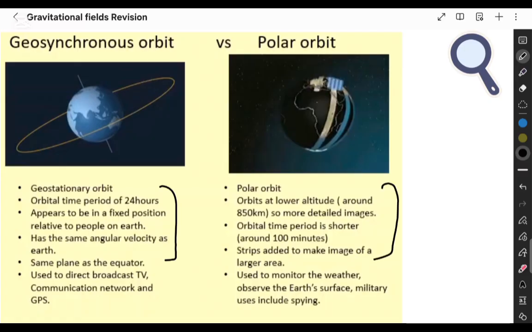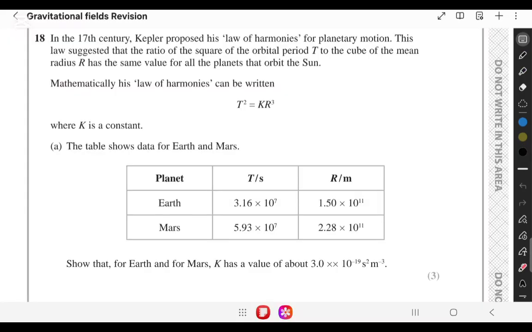And the rest of the stuff I think you can read, just a bunch of more examples. Just go through it, and we'll do some questions as well. So we have a question here. In the 17th century, Kepler proposed his law of harmonics for planetary motion. This law suggested that the ratio of the square of the orbital period T to the cube of the mean radius r has the same value for all the planets that orbit the sun. Mathematically, his law of harmonics can be written like that.